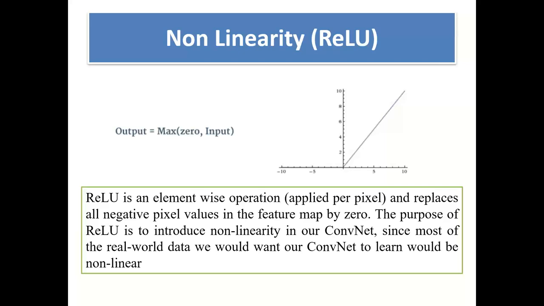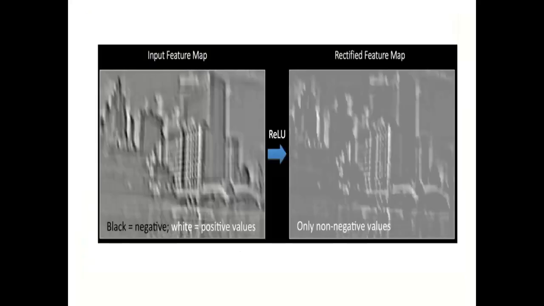Since most real data is non-linear, we want our convolutional network to learn that. Non-linearity here means black pixels are negative pixels and white pixels are positive pixels. If we pass through ReLU, the black is removed from the network, on the assumption that black pixels don't have any information and white pixels do. So we pass the information to the next layer and remove the non-information from the network. Tomorrow we will learn the next layer, the pooling layer.